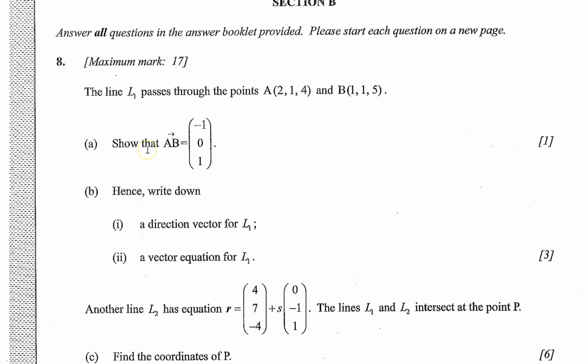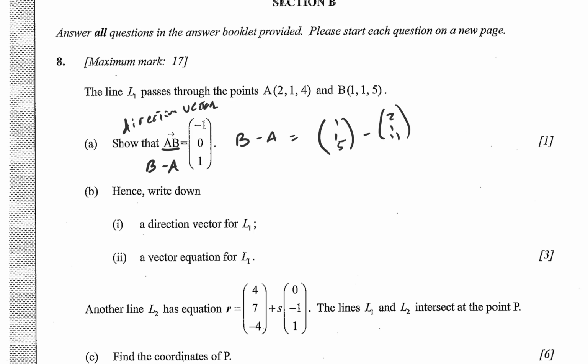So first, this is a vector question. Oh, I love me some vector questions. First, they want me to show that AB equals this. Remember, when they do this, this is B minus A, and this is also a direction vector. So B minus A would be, I like to write it vertically, minus 2, 1, 4. You just subtract across, so I get -1, 0, and 1.